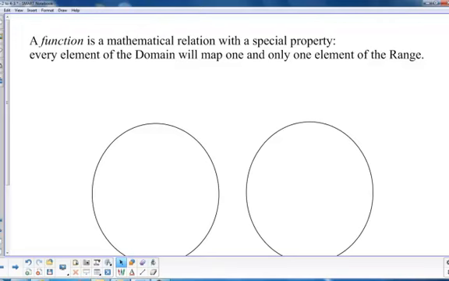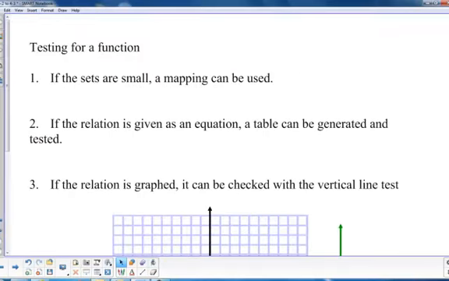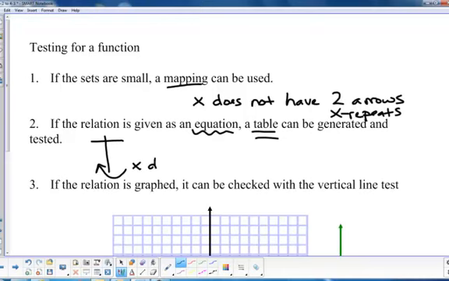All right, so I already kind of talked about functions. I'm going to click through. So we can look at the map and make sure the x does not have 2 arrows, because that would mean the x repeats. If we have an equation, we could generate a table and make sure that the x does not repeat.